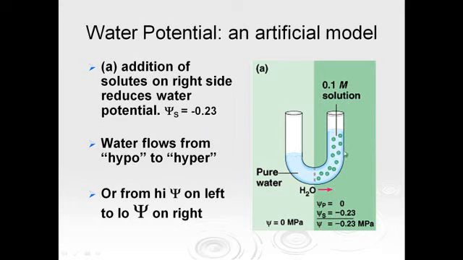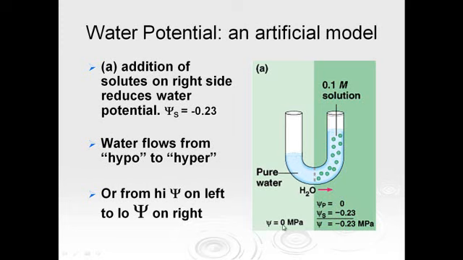Because this is an open container, it's not sealed, the pressure potential is 0. The solute potential is a negative 0.23, and I will show you how to calculate that in a minute. Okay, so then what is the water potential? The water potential on this side is a negative 0.23. Because this is pure water, the water potential on this side is 0.